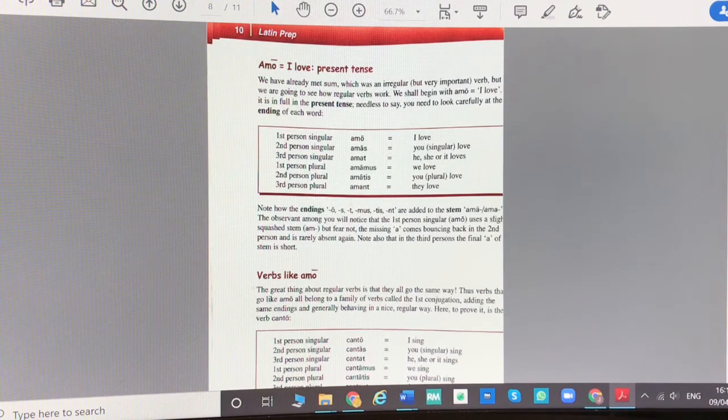Amo, I love in the present tense. We've already met sum, which was an irregular but very important verb, but now we're going to see how regular verbs work. We'll begin with amo, meaning I love. Here it is in full in the present tense. Needless to say, you need to look carefully at the ending of each word.